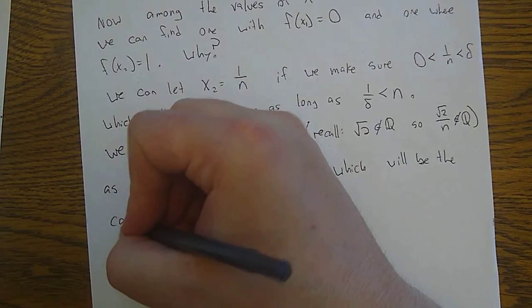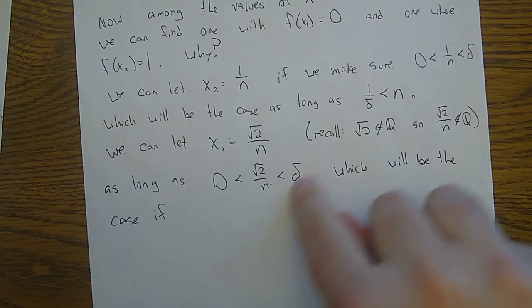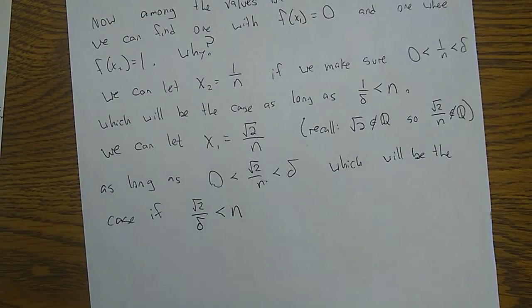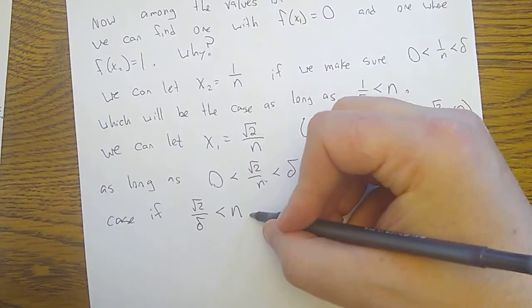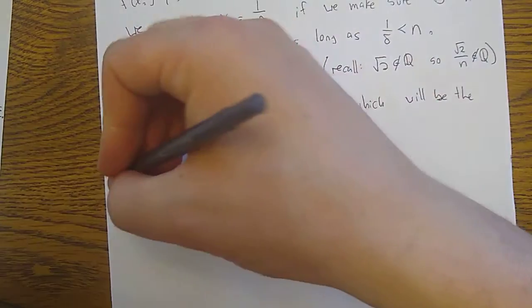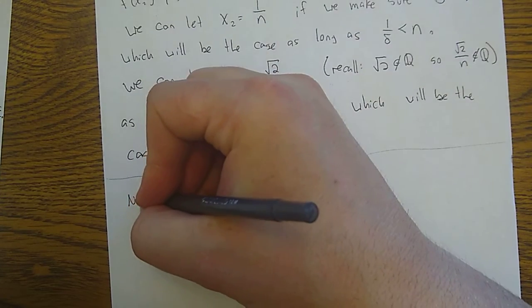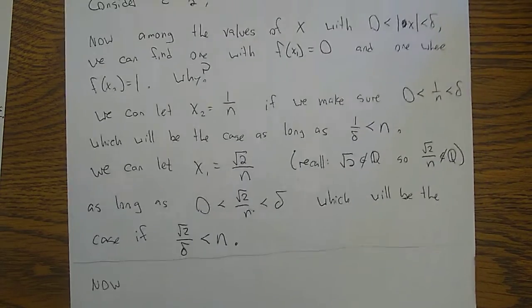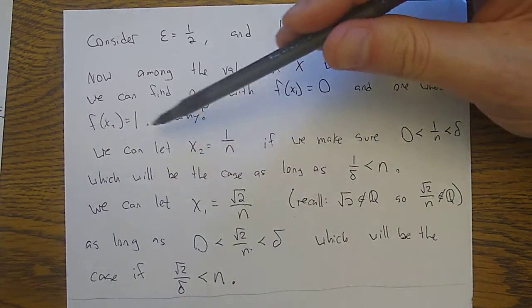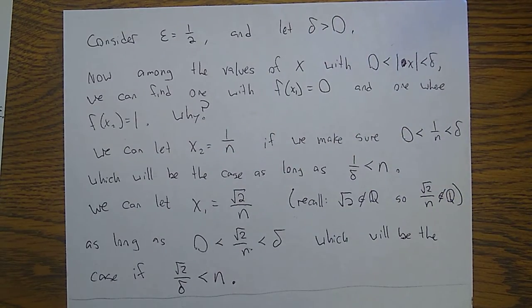So this will be the case as long as, so I move the n over here, I move the delta over here, root 2 over delta is less than n. And once again, whatever this is, it's just a number. I can choose n to be a positive integer that's larger than that. So what do we have here? I have two values of x, both between 0 and delta, that both satisfy this, and yet f of one of these values is 0, f of the other value is 1.